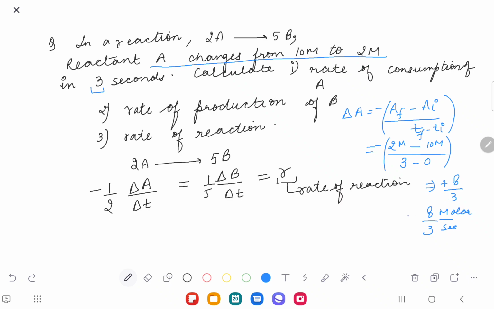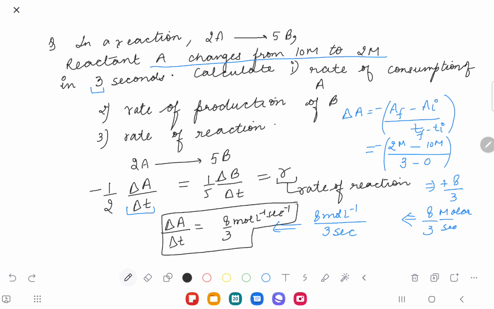What is molar? Molar means, Shruti, 8 moles per liter over 3 seconds. So my final answer of the rate of consumption of A, that means my delta A over delta T, would have been 8 over 3 moles per liter per second. Right, Shruti? So can I just put this value here in this particular equation? Yes, we can do that.